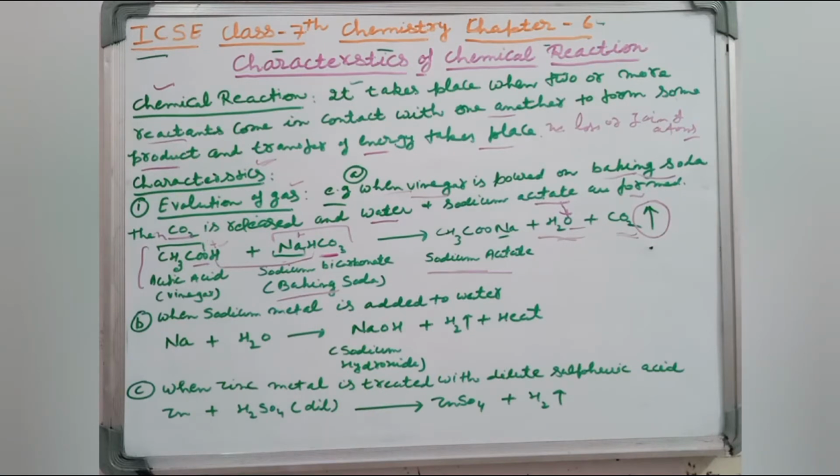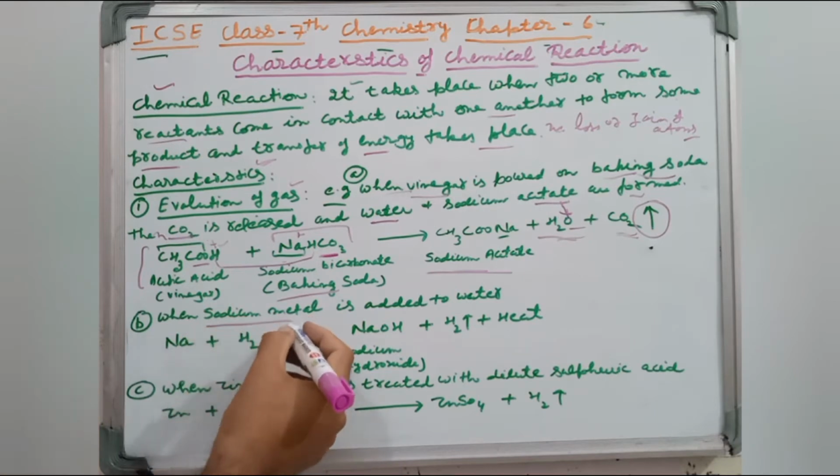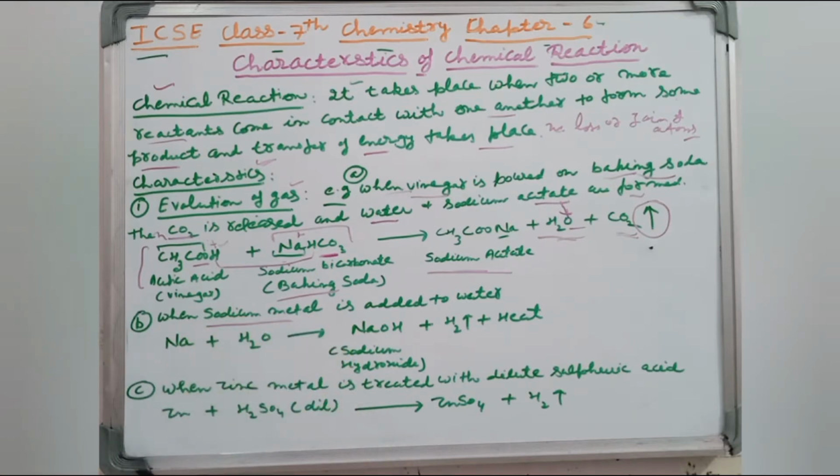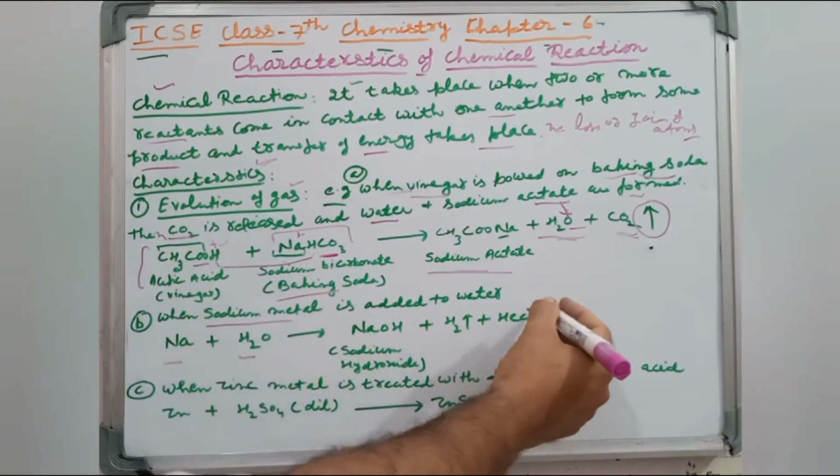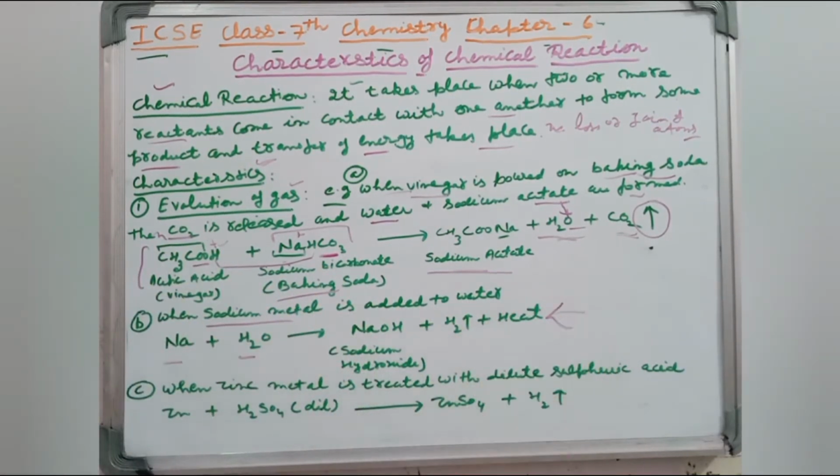In the same way, when we pour sodium metal in water or add water to the sodium metal, a vigorous reaction takes place. This is Na, right? This is sodium metal plus water, giving sodium hydroxide. So, is this a balanced equation or not?